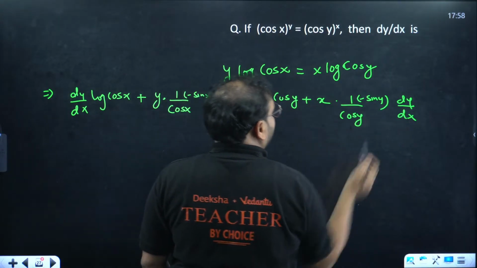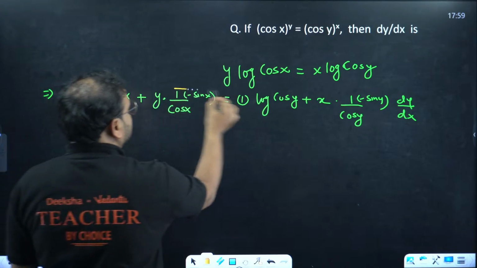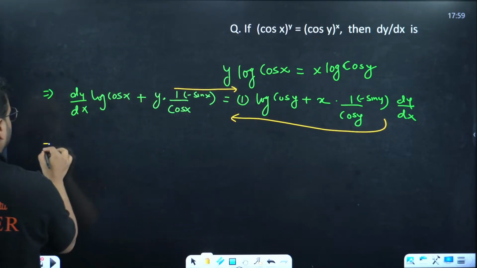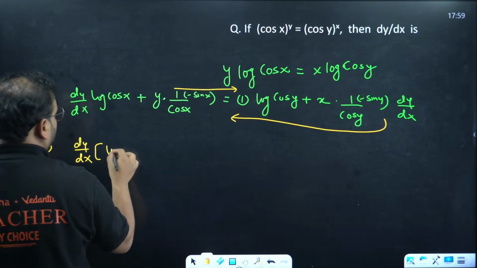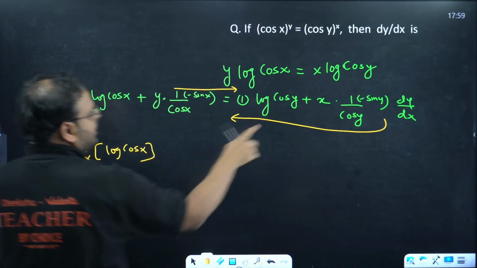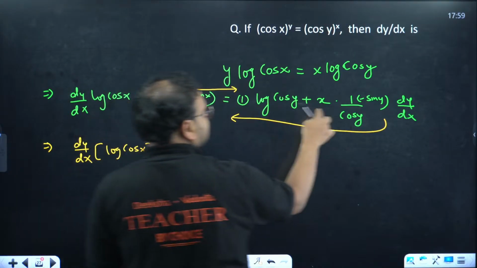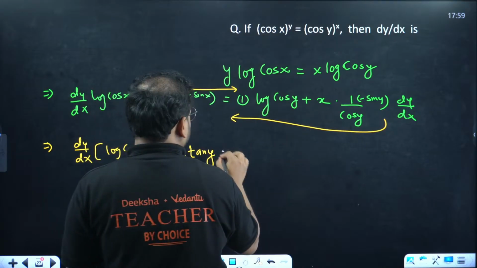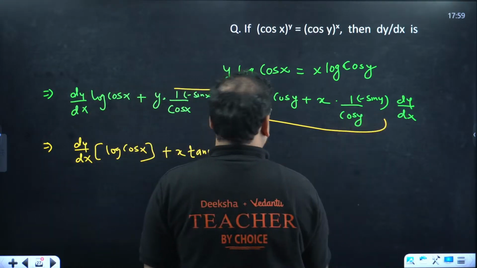Now, the second step was to write all the dy by dx terms on one side. So we'll move this term over this side. This will become dy by dx log cos x, this term, that is the negative term, comes over here, becomes positive. So plus we have x sin by cos, that's tan y, that is as it is dy by dx. That is also dy by dx over here.